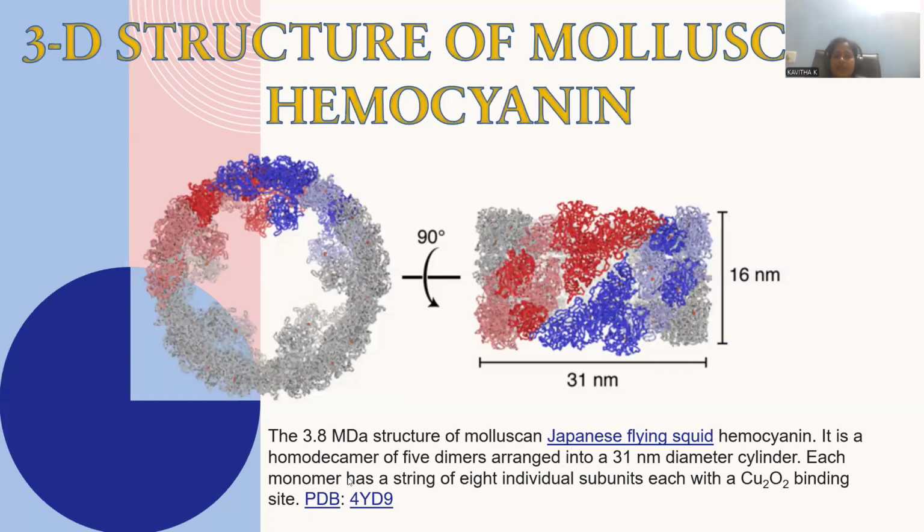A three-dimensional representation is provided. Whenever the three-dimensional representation is observed, the molecule is supposed to be twisted. Whenever you rotate the molecule 90 degrees, it is manifested like this. This is the way the three-dimensional form of molluscan hemocyanin is provided. That is observed in the molluscan Japanese flying squid, where the hemocyanin is extracted and whose three-dimensional representation is analyzed. It is cylindrical in nature, and each monomer has a string of 8 individual subunits. Copper oxide is part of this coloring pigment. This is the way the molecule is provided for the molluscan Japanese flying squid.